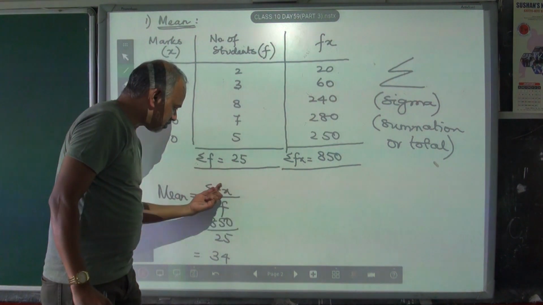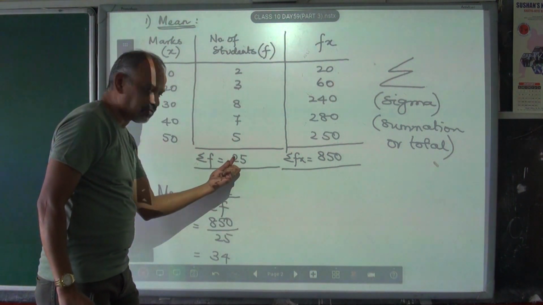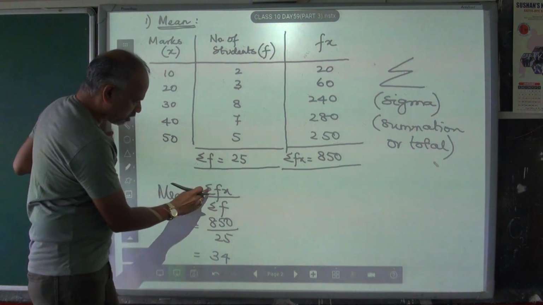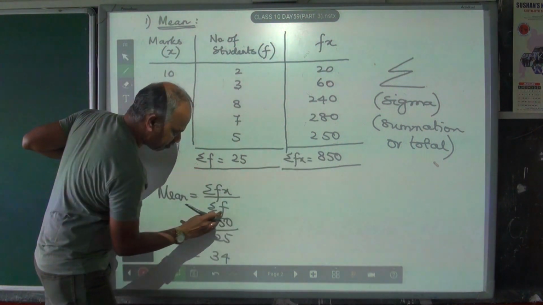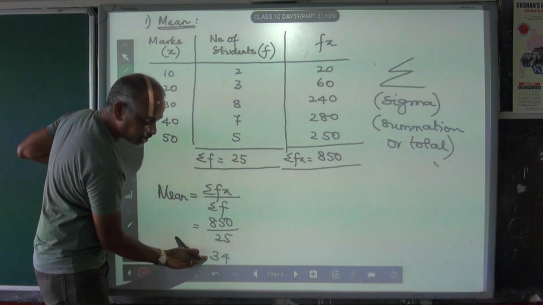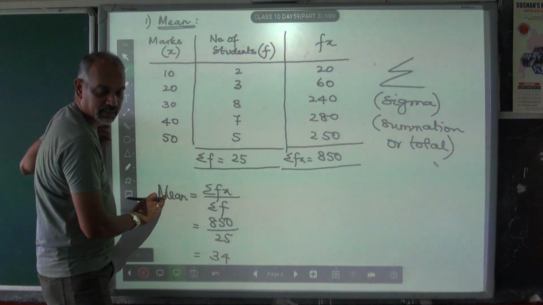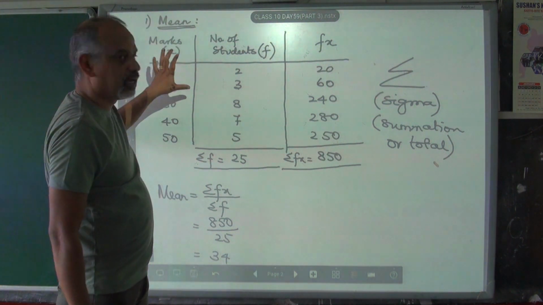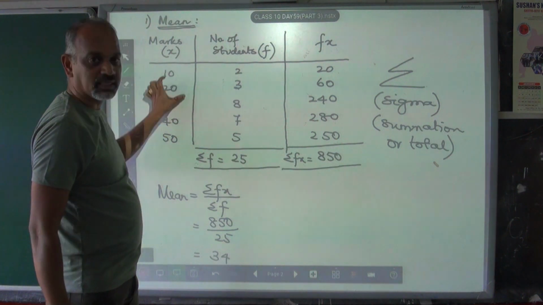Now you have sigma fx, which is here, and sigma f is here. So let's find the mean. The mean is equal to, substitute the values. Sigma fx is 850 divided by sigma f, which is 25. If you simplify this, you will get 34 as the mean. So this is the method for finding mean for grouped data without class intervals.